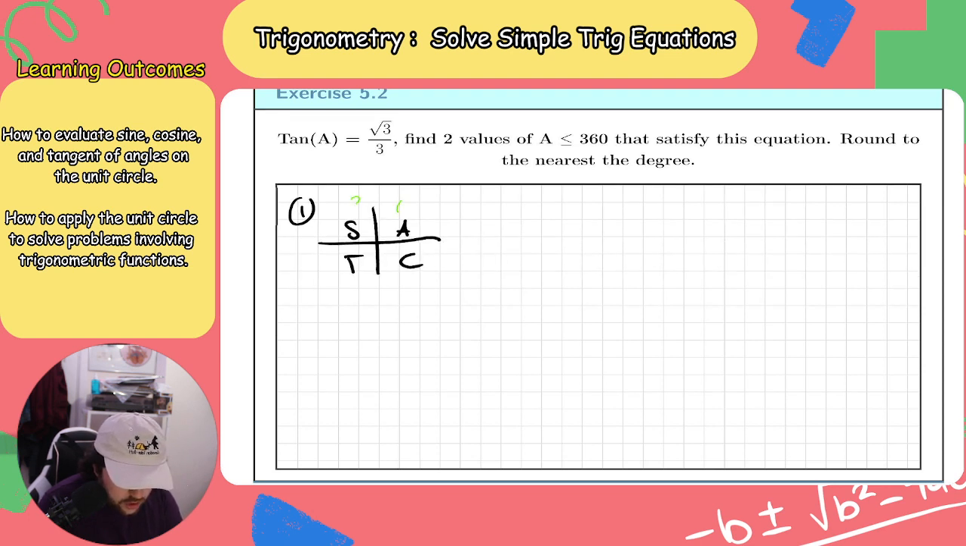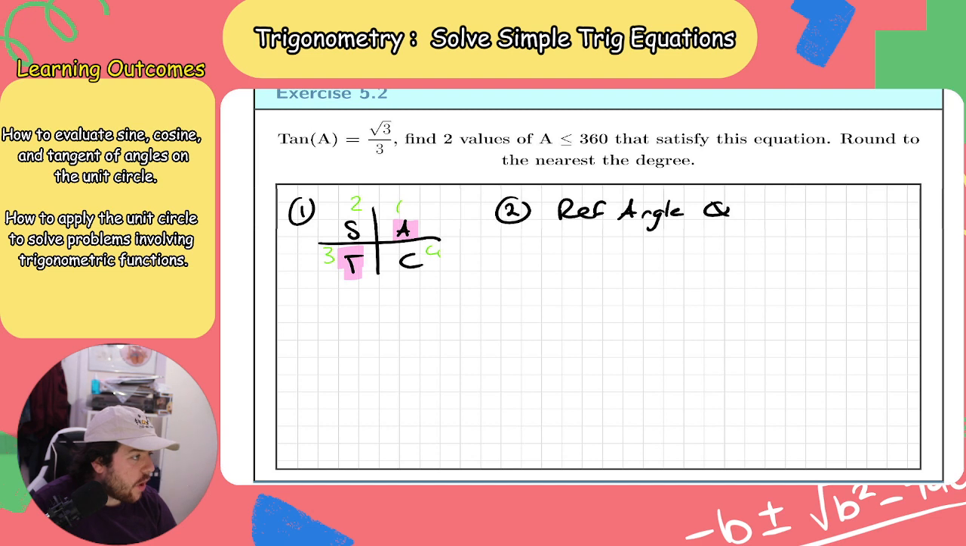So 1, 2, 3, 4. My tan is positive, so it's going to lie in the third quadrant and it's going to lie in my first quadrant. Second step, my reference angle theta.